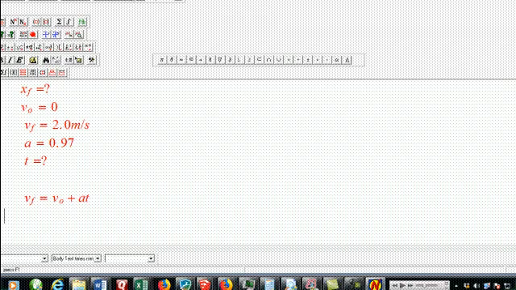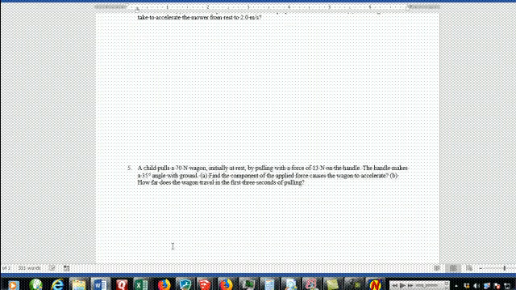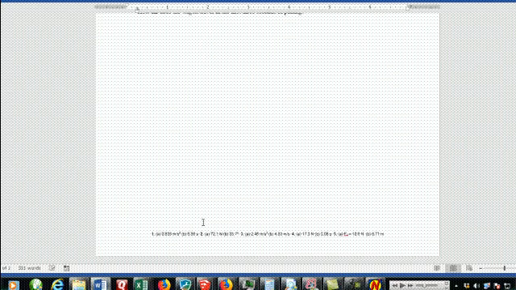plus a t. So now we're going to do what? Substitute in our variables. What do we know? vf is what? 2, right? We know our v naught is what? 0, plus, what's our acceleration? 0.97 t. Solve for t. We know our time should be 2.061. Let's see how close we got. Time should be 2.06 seconds. Cool.